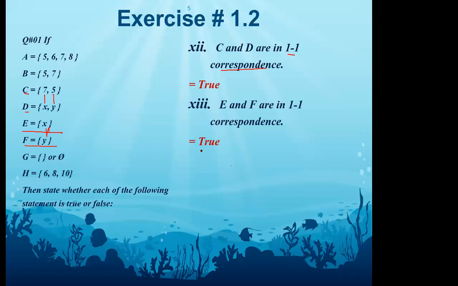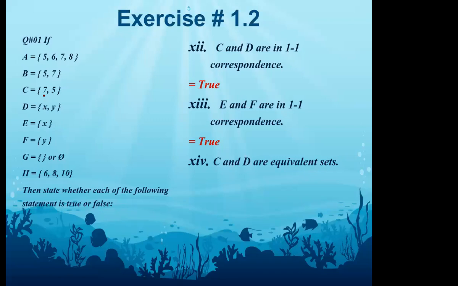Now, next is this one. C and D are equivalent sets. Now, where is C? Just a minute. C and D are equivalent sets. Beta, what is the definition of equivalent sets?